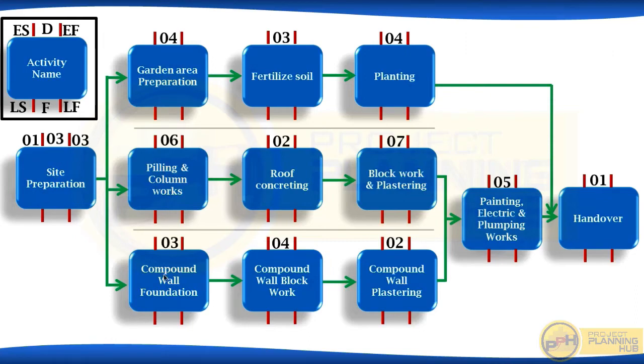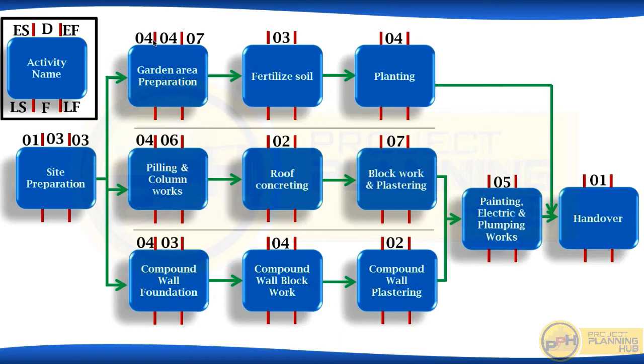Now next 3 parallel activities start immediately after finishing site preparation. Site preparation finishes on 3rd February. It means these 3 activities start on 4th Feb. So early start for these 3 activities is 4th Feb. Now, what will be the early finish for garden area preparation? Early start is 4, duration 4. So 4 plus 4 minus 1. Early finish is 7. So early finish of garden area preparation is 7. It cannot finish before 7.